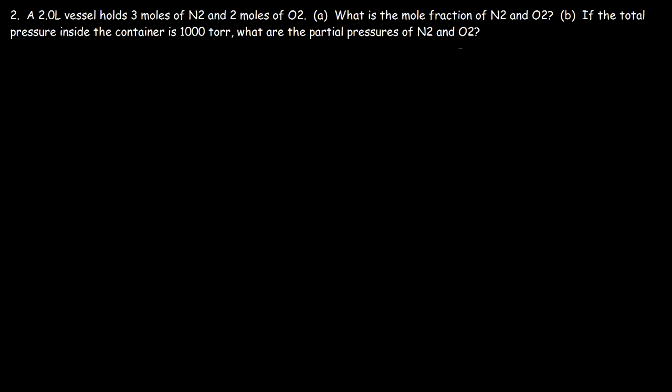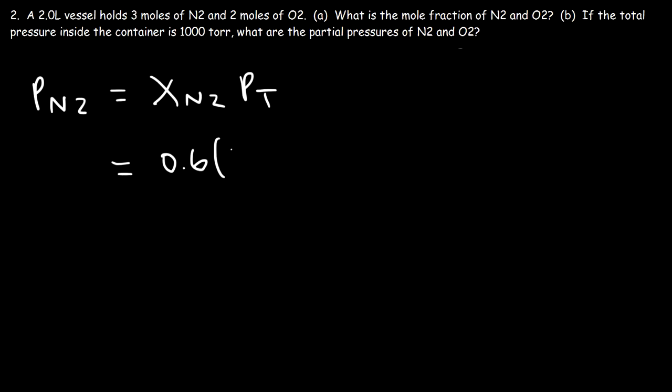If the total pressure inside the container is 1000 torr, what are the partial pressures of N2 and O2? So let's start with the partial pressure of N2. You could find it by taking the mole fraction of N2 multiplied by the total pressure. The mole fraction is 0.60. The total pressure is 1000. So therefore, the partial pressure of N2 is going to be 60% of the total pressure, which is 600 torr.